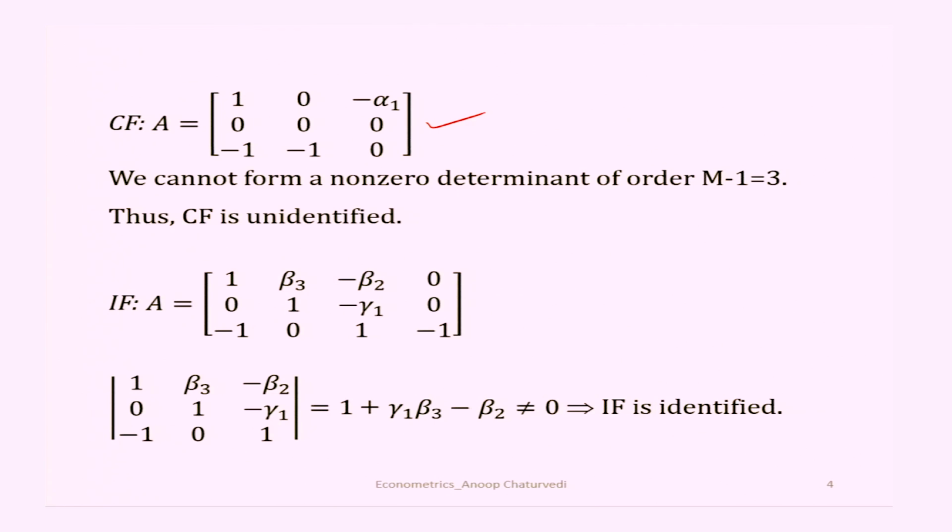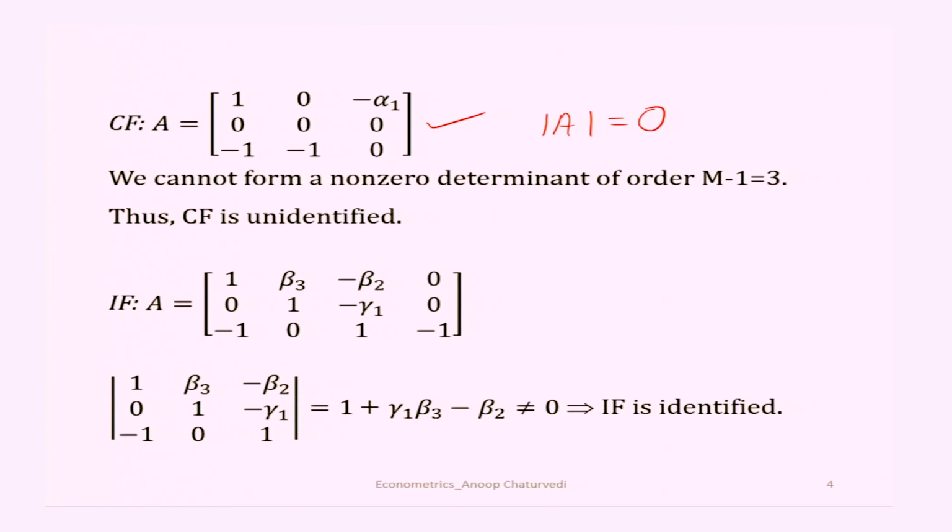Now, we cannot form a non-zero determinant of order m minus 1 equal to 3. The only determinant of order 3 is the determinant value of A itself, which is equal to 0. You can easily verify it. Determinant of A is equal to 0. So, the consumption function is unidentified.